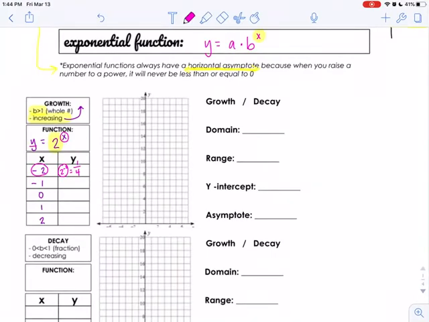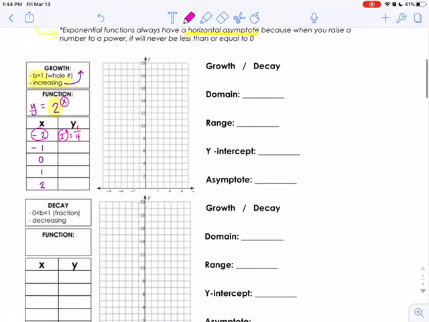So hopping back over here to the notes, I'm going to now plug in -1 for x. So I have y equals 2 to the -1. So once again, if I have a negative exponent, it needs to go to the denominator. So I have 1 over 2 to the 1, which is just 2.